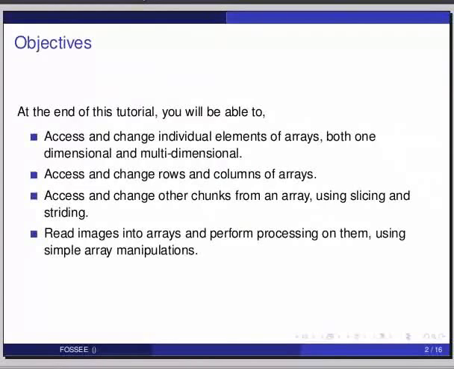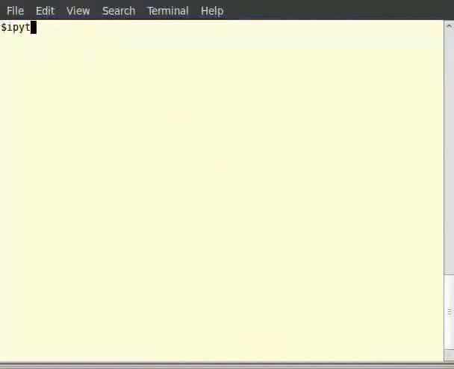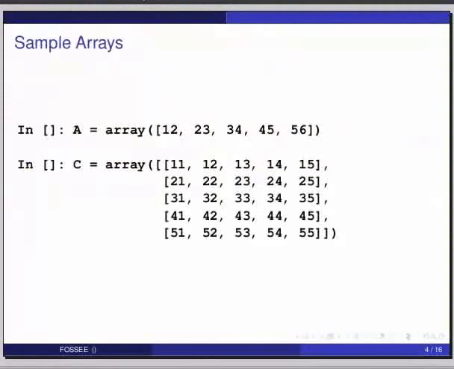Before beginning this tutorial, we would suggest you to complete the tutorial on getting started with arrays. So now, open the terminal and type ipython space hyphen pylab. Let us begin with the help of an example. Let us have two arrays, A and C, as simple arrays that we will use to work through this tutorial.